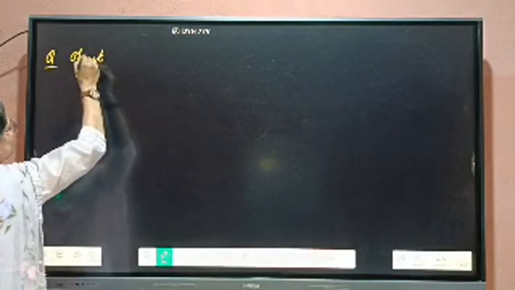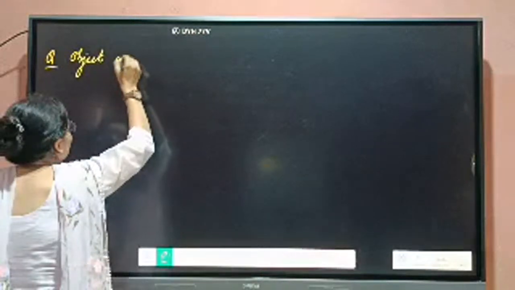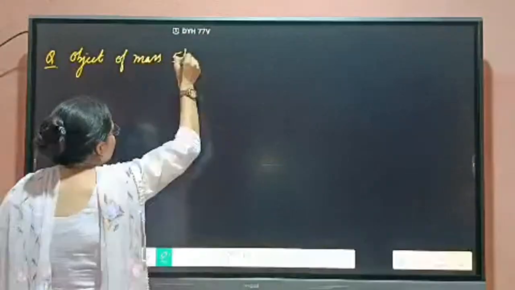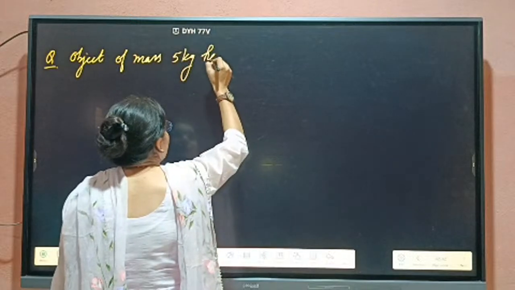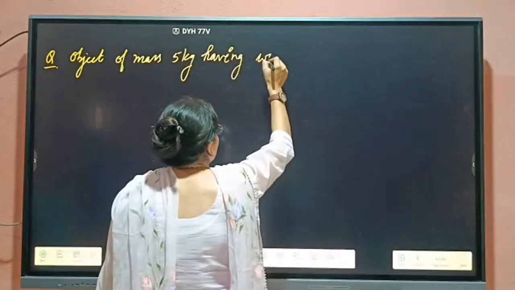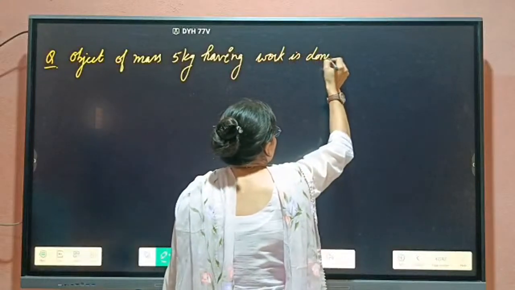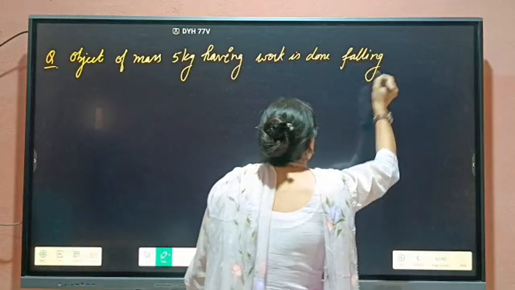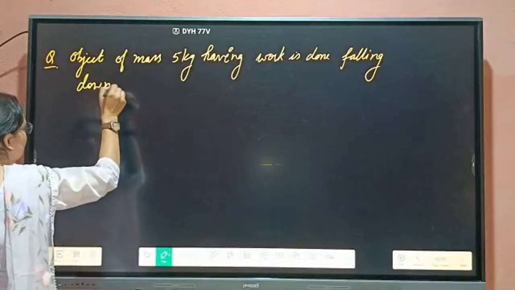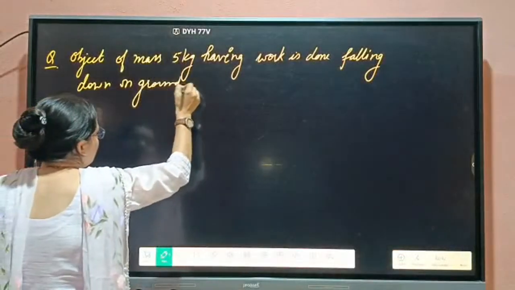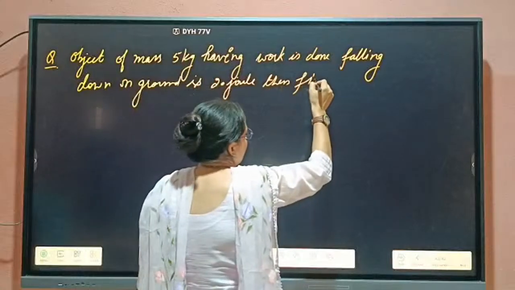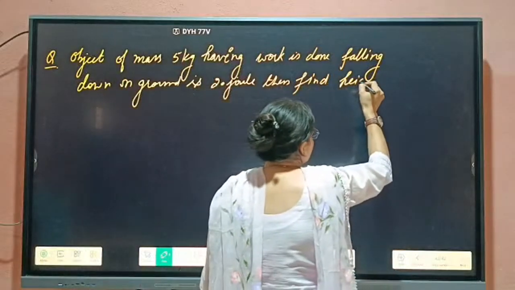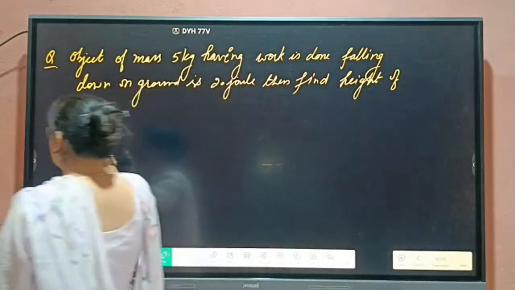Next will be there, then an object of mass 5 kg having work is done falling down on ground is 20 joule. Then find the height of this object.